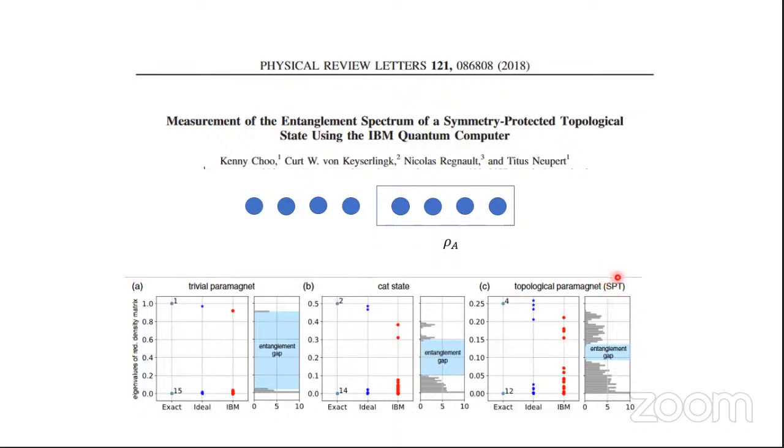Now, how about this SPT phase? This is the cluster state. Here one needs to introduce something known as the edge-bulk duality, which tells you that there is a relation between the edge state of open boundary conditions and the reduced density matrix of periodic boundary conditions. Actually, this experiment was performed with periodic boundary conditions.